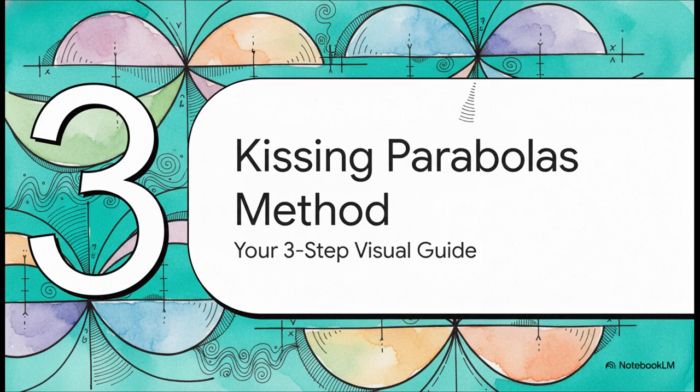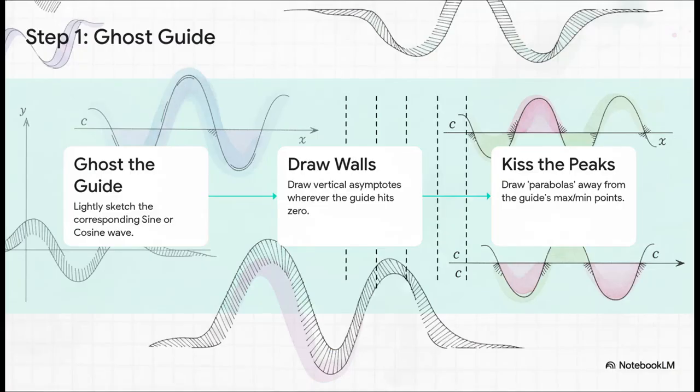And honestly, it has the best name ever, the kissing parabolas method. I know, it sounds a little silly, but trust me, it's the perfect description for what we're about to do visually. So let's break it down. It's just 3 easy steps. Step 1 is ghost the guide. So if you need to graph a secant function, you're going to start by lightly sketching its partner, the cosine function. And if you're graphing cosecant, you guessed it, you sketch a sine function. Think of this as your foundation, your blueprint.